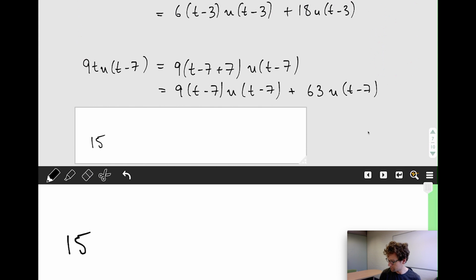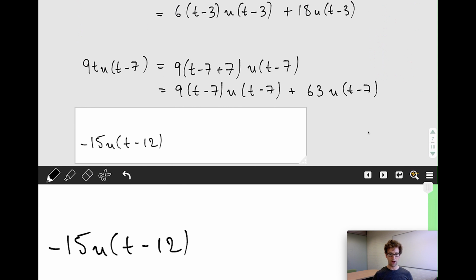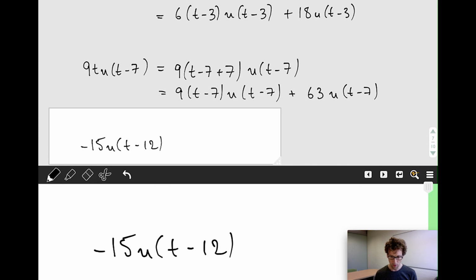15, or minus 15, u of t minus 12. So how do I deal with this one? Again, notice here I've got a cut but no shift. But notice that the function here is actually just a constant. It doesn't depend upon t, so it doesn't care about the shift. The Laplace transform of this thing is just going to be given by the Laplace transform of a Heaviside function. Okay, now that we have all our pieces here, we're ready to calculate the Laplace transform of this thing.